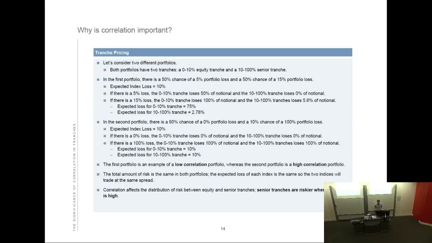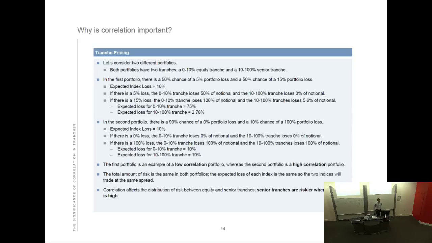Now, yeah? Sorry, where does the 5.6 come from? It's if you've lost 5% of the portfolio, in a 10 to 100 tranche, you've made a 5% loss on the width of 90. So 5 divided by 0.9 is this 5.6.